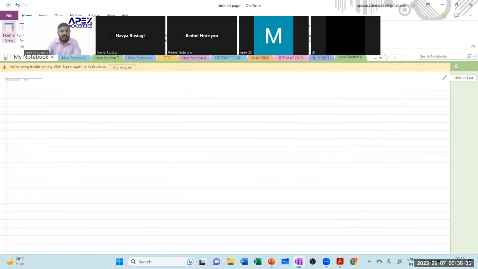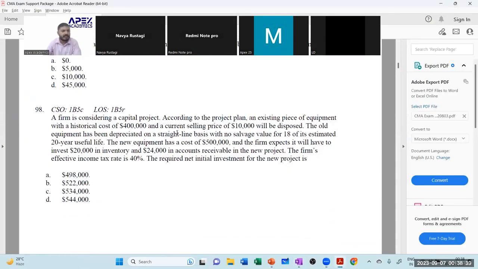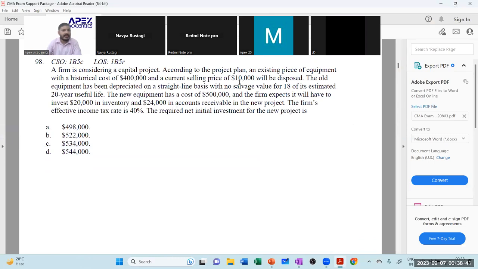98 is a unique question because such a question is not there anywhere else in the exam support package. Look at what they are saying and look at the common sense of it all here. It's a very easy question. A firm is considering a capital project. According to the project plan, an existing piece of equipment with a historical cost of 4 lakhs.